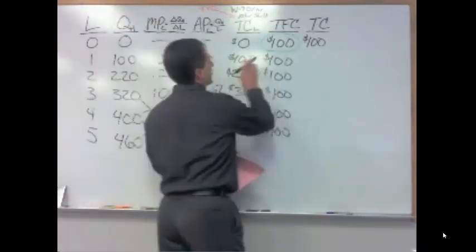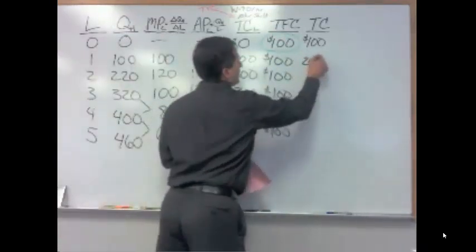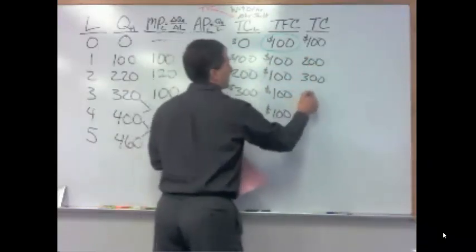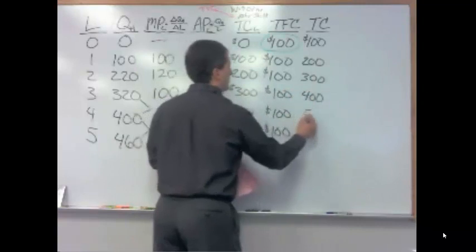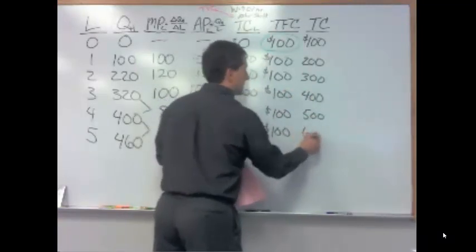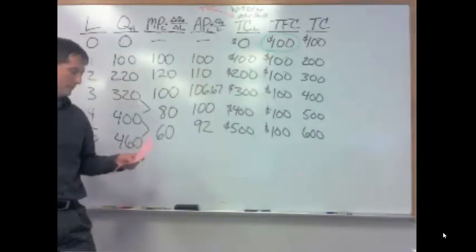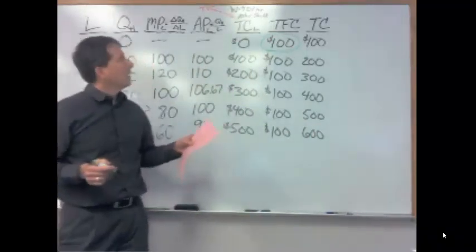And then we're simply adding them. 100 plus 100 is 200 for total. We ramp up to 300, 400, 500, and finally 600.